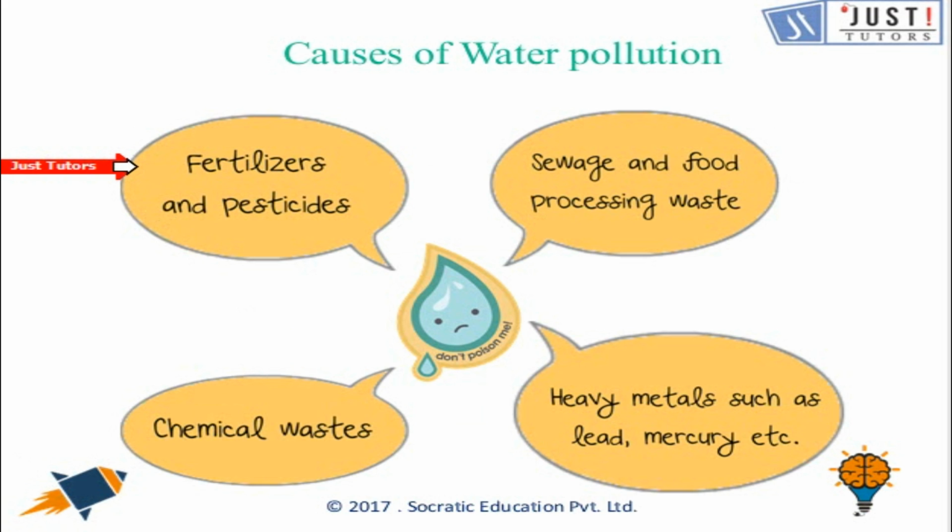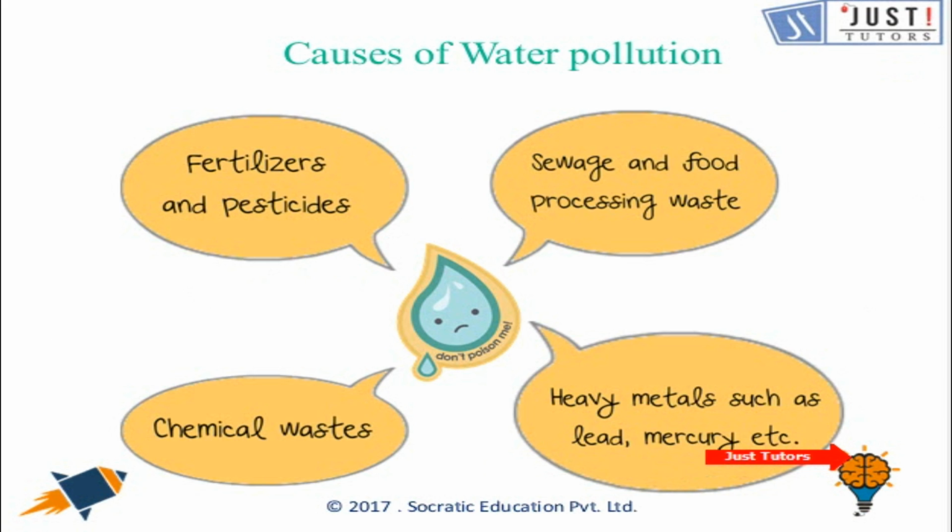Well, the first one is fertilizers and pesticides which are used in agriculture, sewage and food processing waste, chemical waste which is dumped into rivers and lakes, and heavy metals such as lead, mercury, etc.